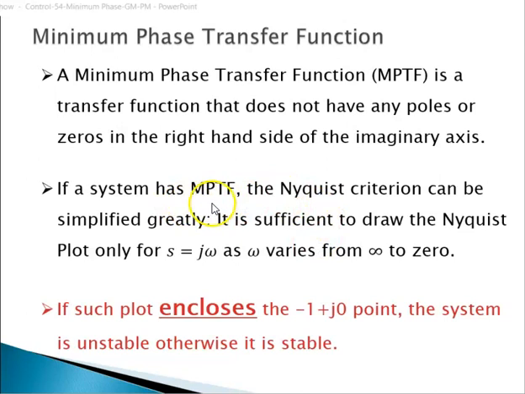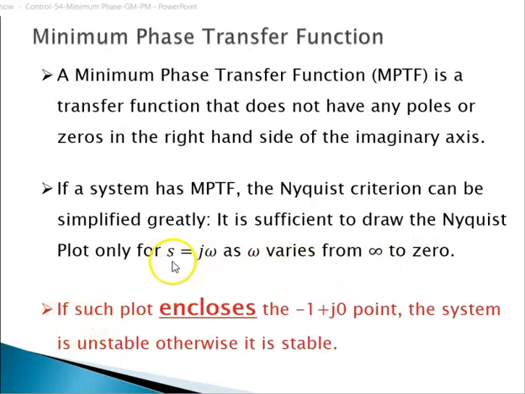But if the transfer function is a minimum phase transfer function, it is just sufficient to draw the plot for s equal to j omega as omega varies from infinity to 0. That is, for only one segment you will draw the plot, and the criterion also is very simple.